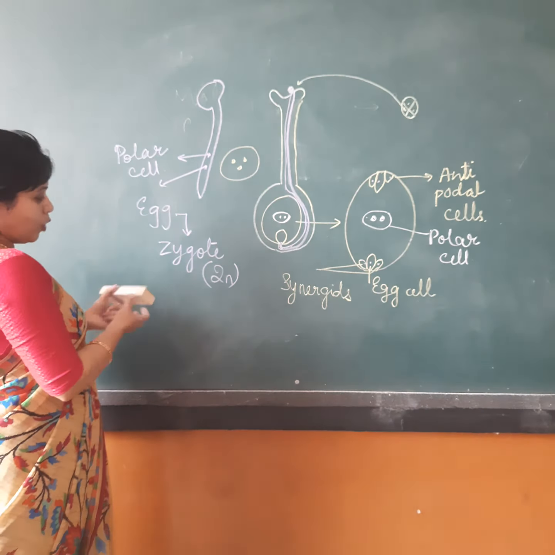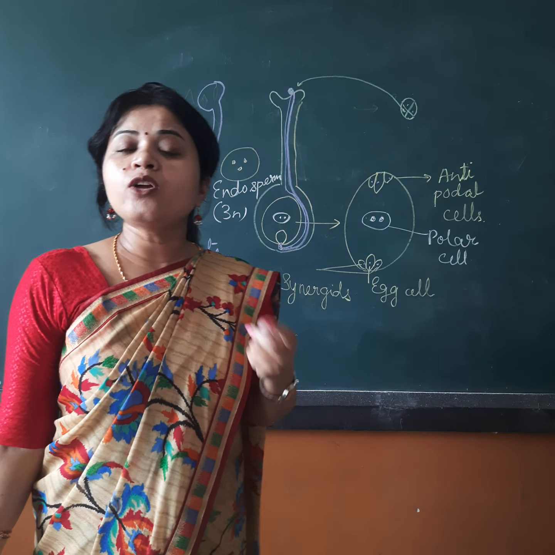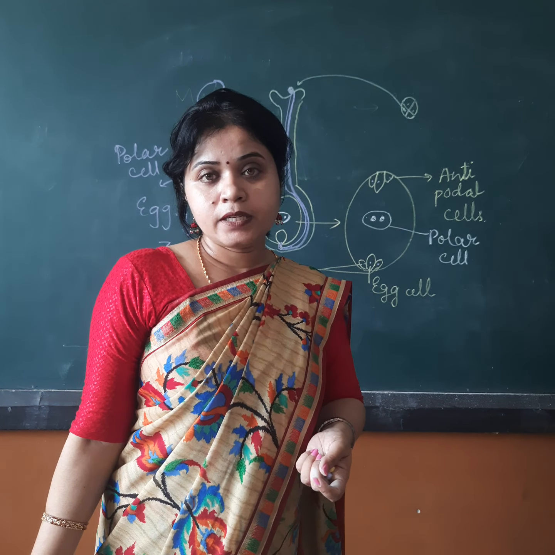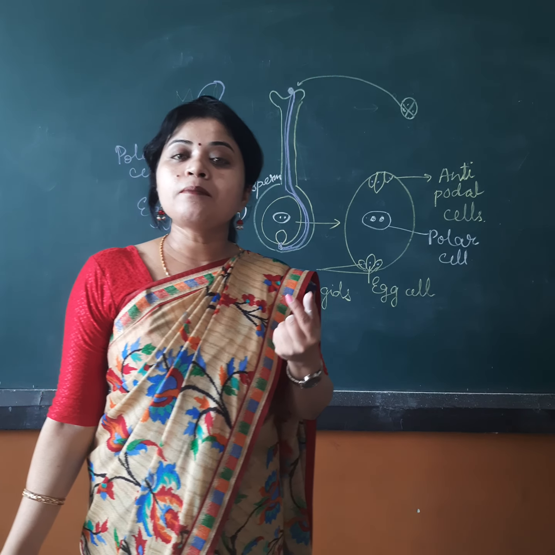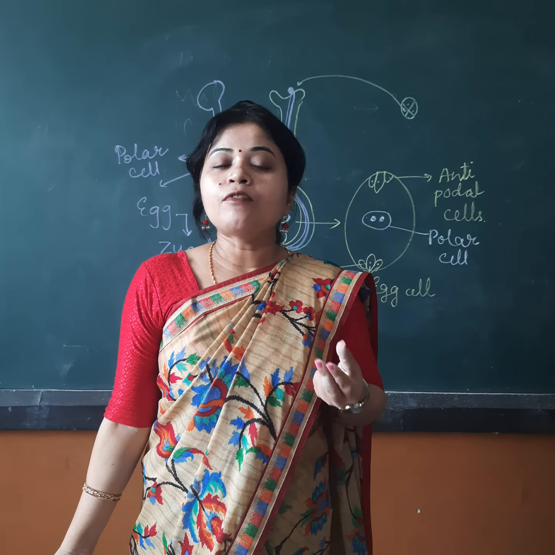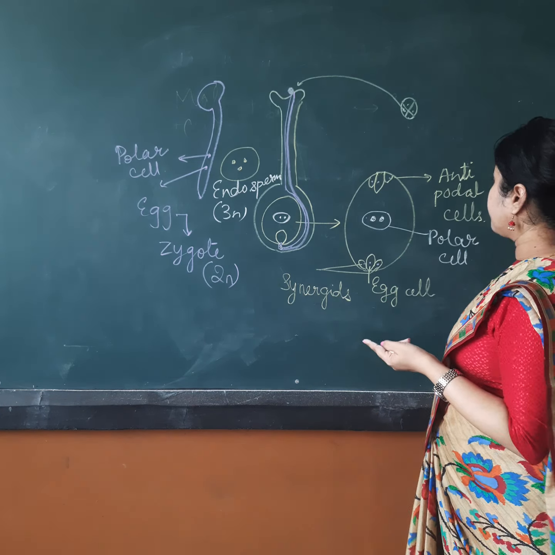Other cells that are present inside this degenerate or finish off once the process of fertilization is complete. So usually we call them flowering plants. Flowering plants means plants which are having flowers. Flowering plants are having double fertilization. Why double fertilization? One male gamete fuses with the egg to produce a zygote. The other male gamete fuses with the polar cell to produce the endosperm. So angiospermic plants usually show double fertilization.